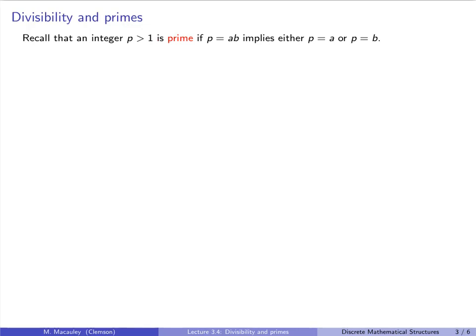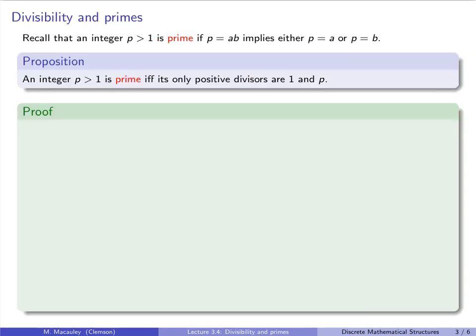So let's actually write down that definition as a theorem. An integer p bigger than 1 is prime if and only if its only positive divisors are 1 and p. Let's prove this. Because this is an if and only if, we need to prove both the forward and backward implication. So let's prove the forward one first.